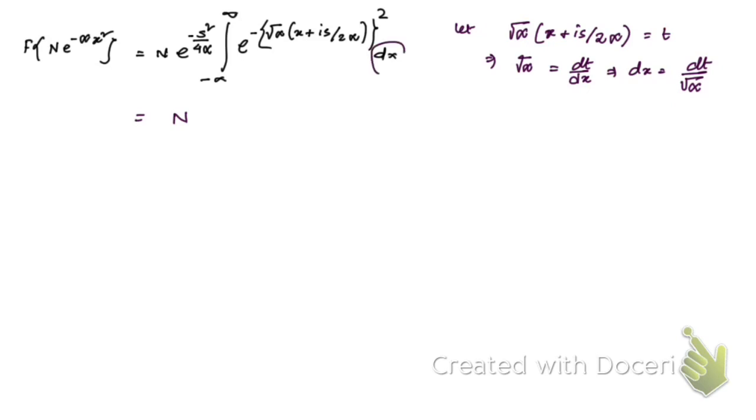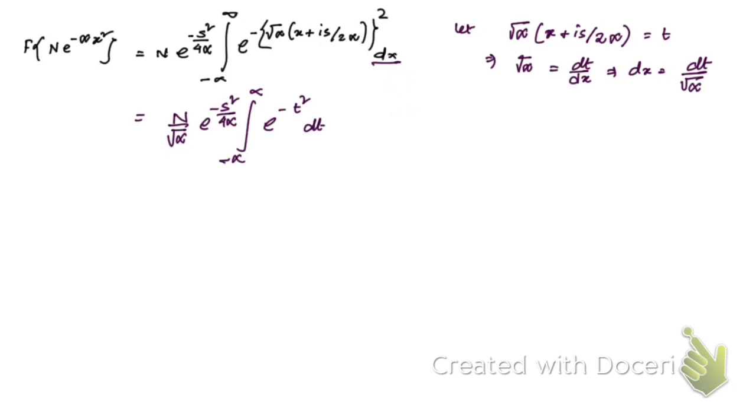So instead of dx we are supposed to write this, and this root alpha is a constant, so it can be taken outside the integration. Then e to the power minus s square by 4 alpha, integral from minus infinity to plus infinity, e to the power minus t square dt, where this part we have considered as t. So dx is replaced by dt by root over alpha, which is taken outside, right? So hope you have understood this.